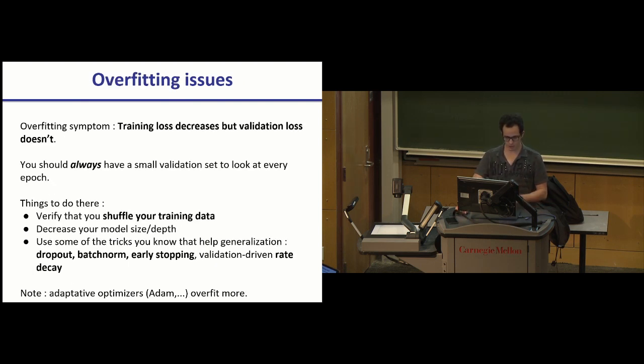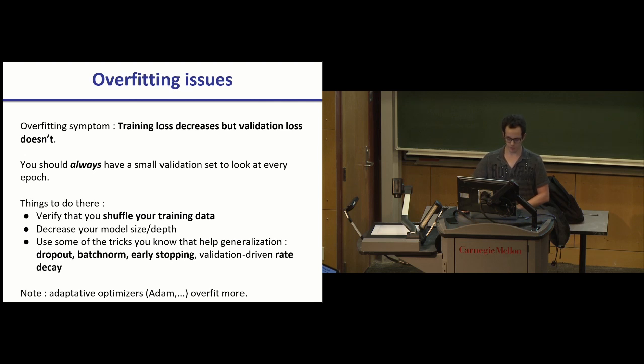So the symptom of overfitting is actually simple to diagnose, because it's when the training loss decreases, but the validation loss doesn't. It's as simple as that. Just to identify one of the reasons you want a validation set all of the time is that you want to diagnose overfitting. So do it. If you don't have a validation set in the data set, you create your own. It's essential.